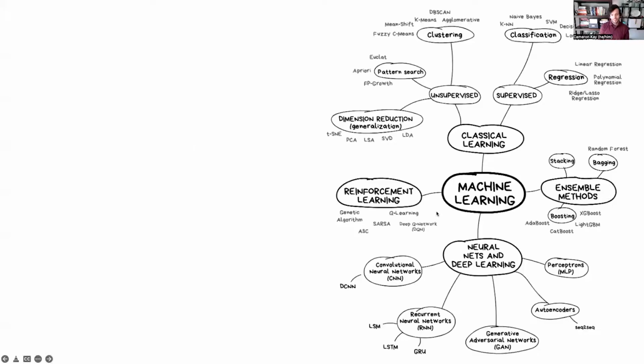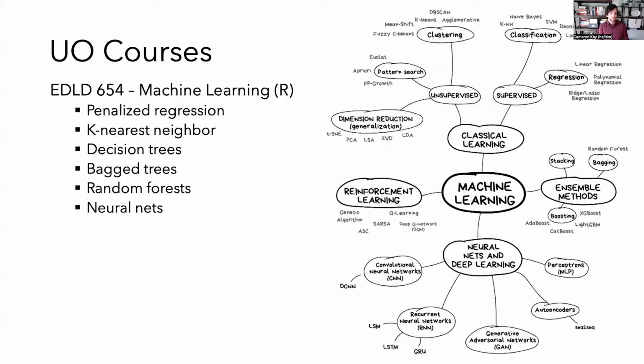First thing I want to mention is that machine learning is a very big topic, and I'm not going to be able to go over everything today, of course. So I wanted to point you to two courses at the University of Oregon that take a more in-depth investigation into machine learning. The first course is EDLD 654 over in the education department. I looked at DuckWeb today, and it looks like it's going to be offered in the fall.